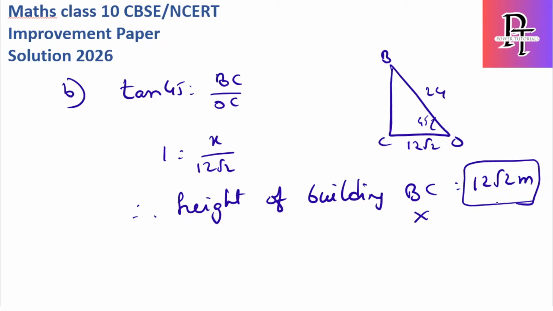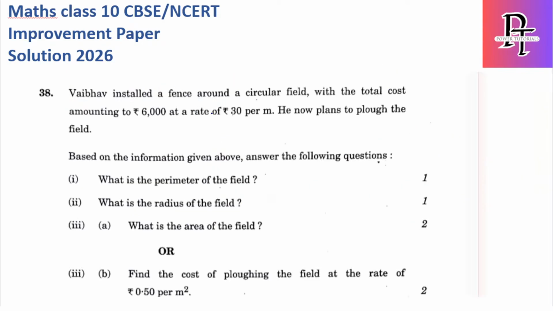Okay, so now we are going with case study 3. What is case study 3? Vaibhav installed a fence around a circular field with a total cost amounting to 6,000 at a rate of 30 per meter. He now plans to plough the field. Based on the information above, answer the following questions.